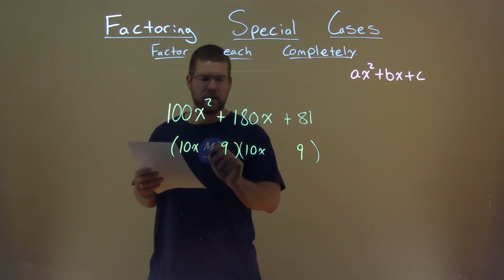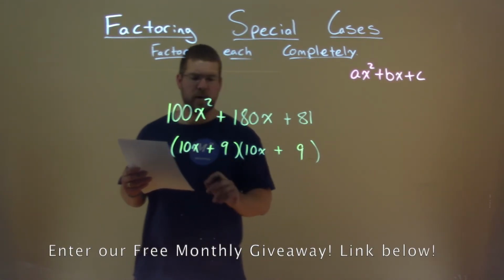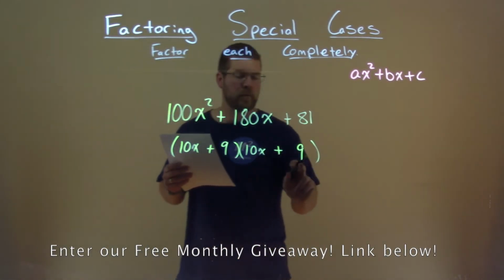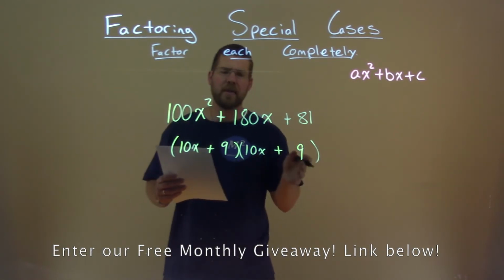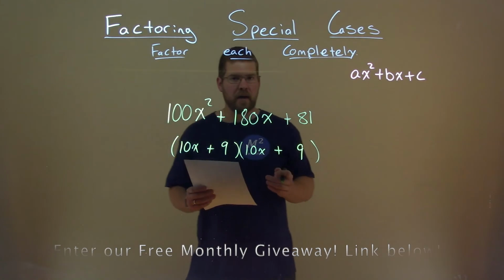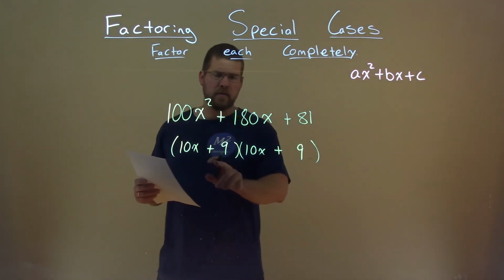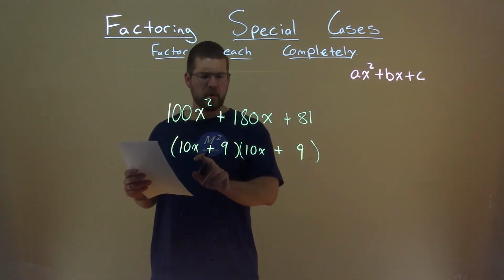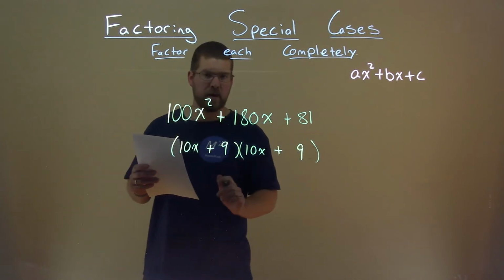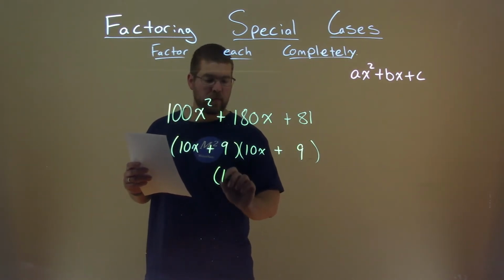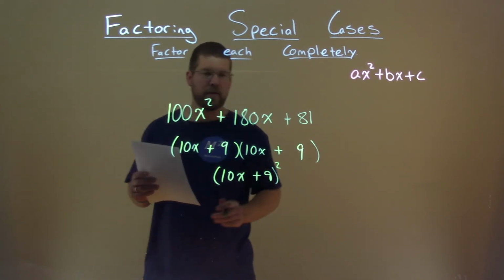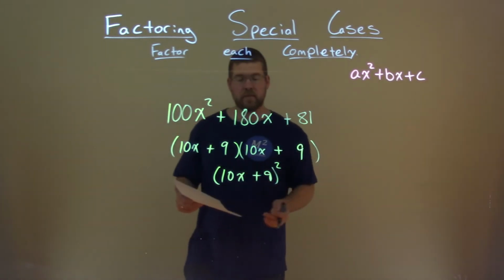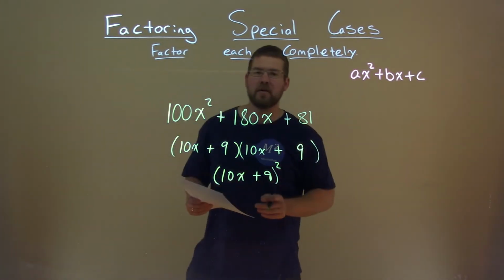Well, how about that b value? If we have positive 9 and positive 9, 10x will then be multiplied by 9, giving me 90x. 9 times 10x is 90x. Add them together, we have 180x. But we're not done. This still can be simplified a little more. Notice both these parentheses are exactly the same. So when they're multiplied, I can write it as such as 10x plus 9 all squared. And so that is our final answer now. 10x plus 9 all squared.